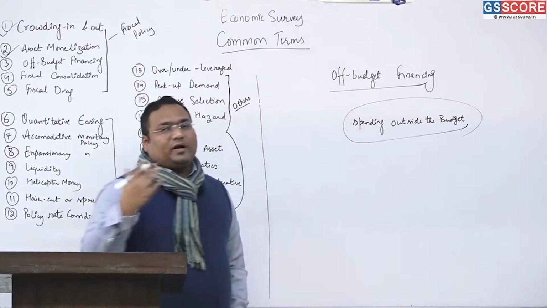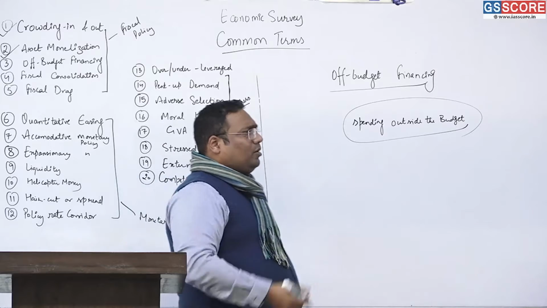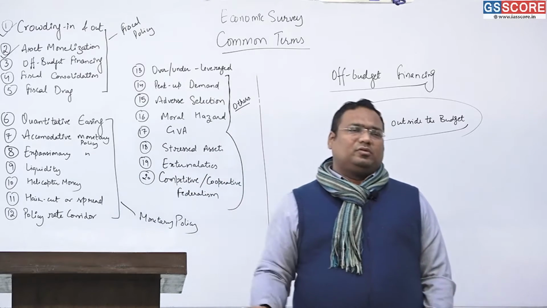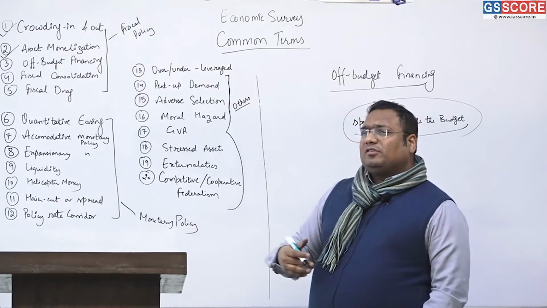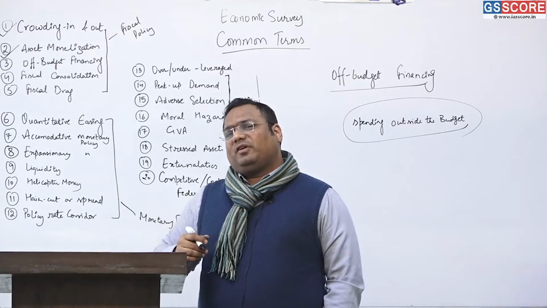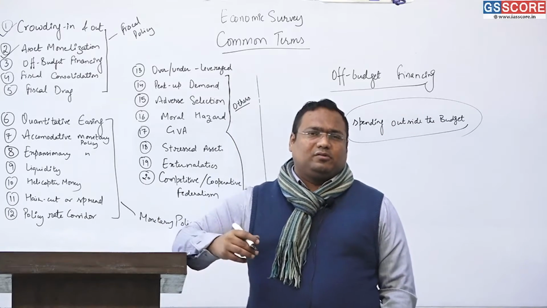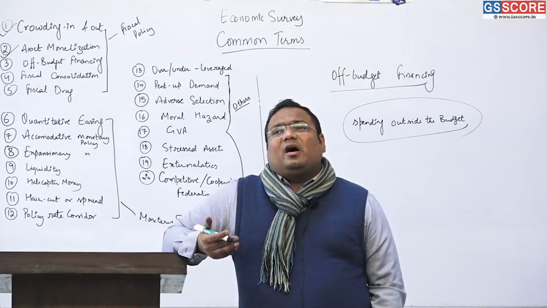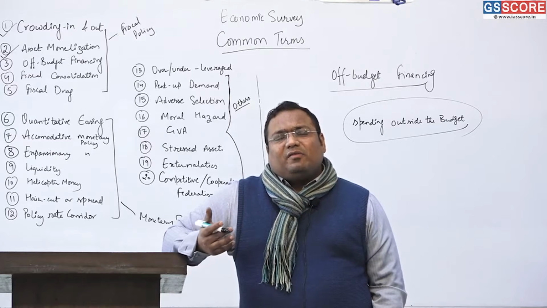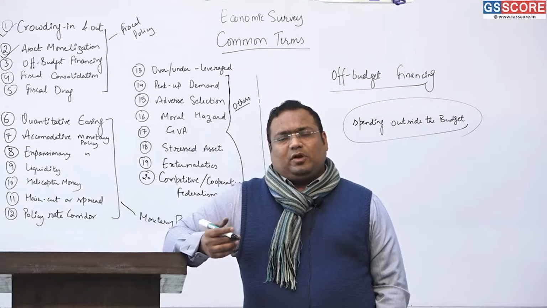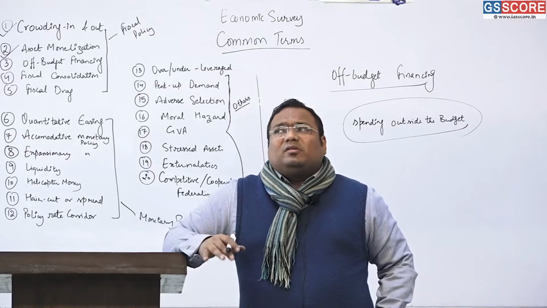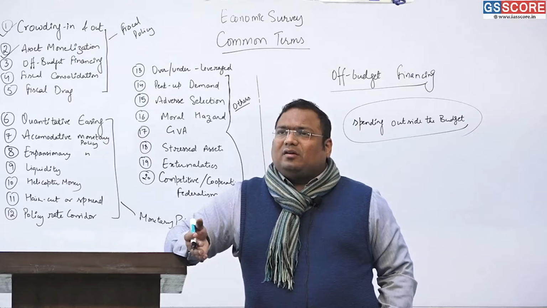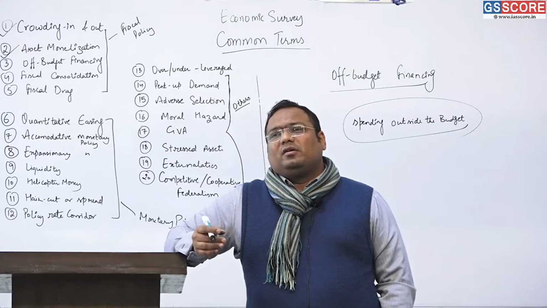This is not a good practice. That is why economic survey highlighted its problems. Economic survey highlighted that now there are few cases where government is doing off-budget financing. This is not a good practice because this in a way hides data. This in a way manipulates data. Okay, although government is providing the detail, it is not hiding. But since nobody looks at other data, people look at the budgetary data.